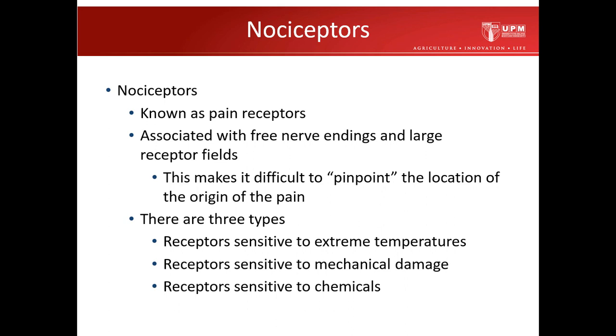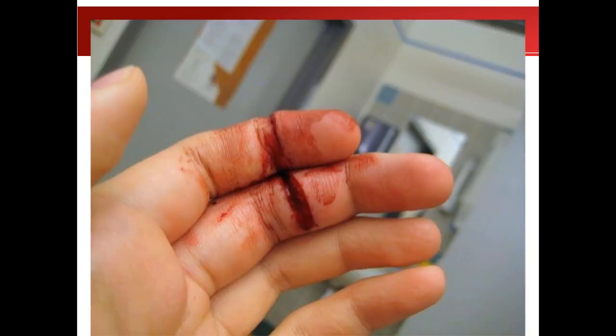Different nociceptors may be sensitive to 3 things. Okay, one is extreme temperature, second is mechanical damage, and the third one is chemical. And all of these three types of receptor can be activated following a very strong pain stimulus.